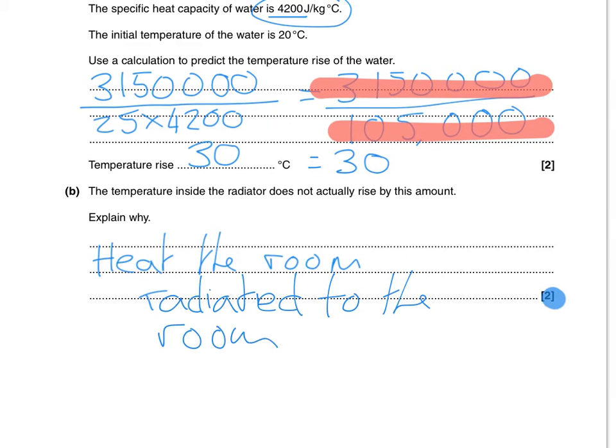Same for when you're talking about the radiator itself. If you say energy is used to heat the radiator, you only get 1 mark. But to get that 2nd mark, you need to say that energy is conducted to the radiator. So we're taking energy out of that liquid and putting it somewhere else. Okay, remember, energy can't be used up or destroyed. It just moves and changes form.